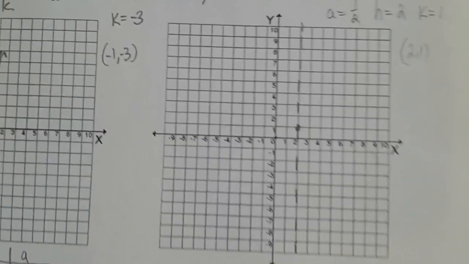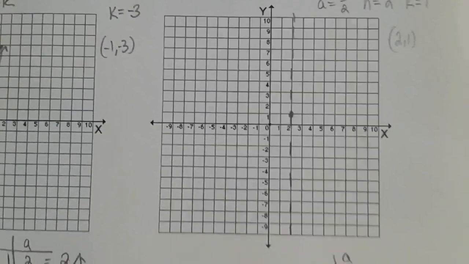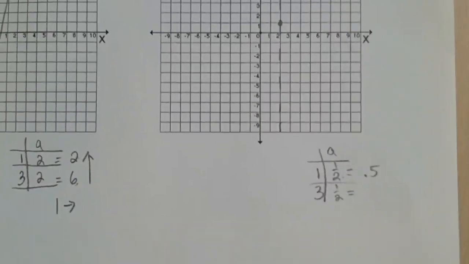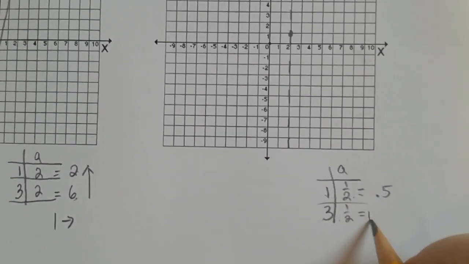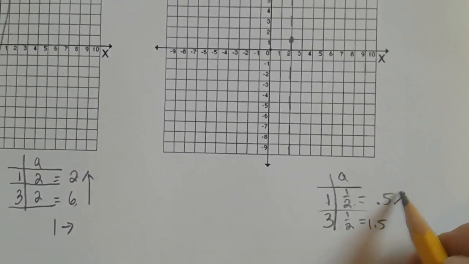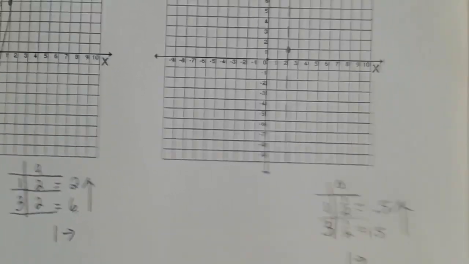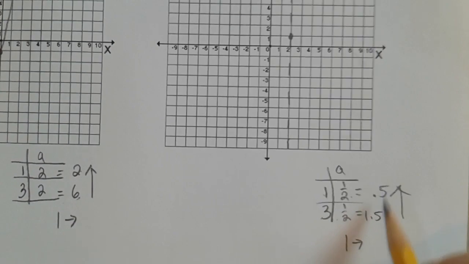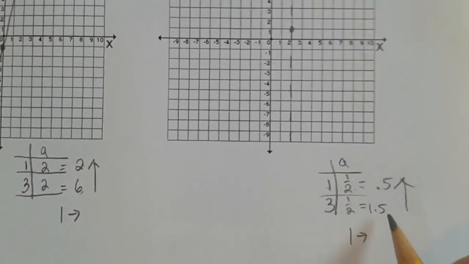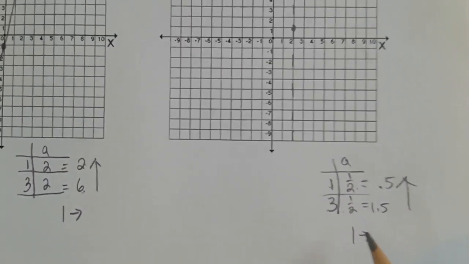Okay, so 1 times 1/2, I'll write it as a decimal, is 0.5. Sorry, the camera was off there. 1 times 1/2 is 0.5. 3 times 1/2 is 1.5. Those are positive, so we're going up. We're still going to go 1 to the right. Okay, always 1 to the right. It doesn't matter if these are decimals, if these are large numbers, it's always 1 to the right.